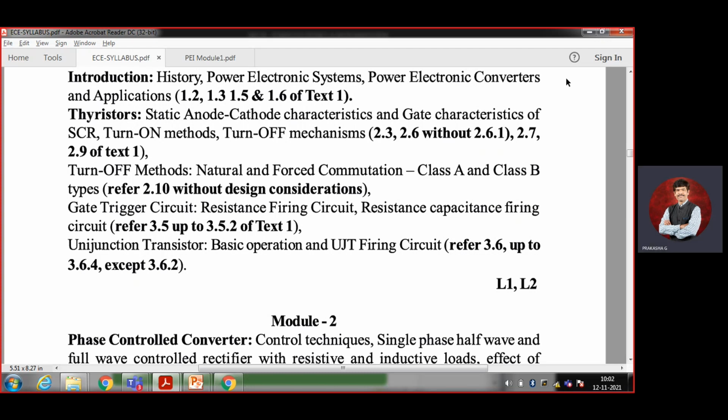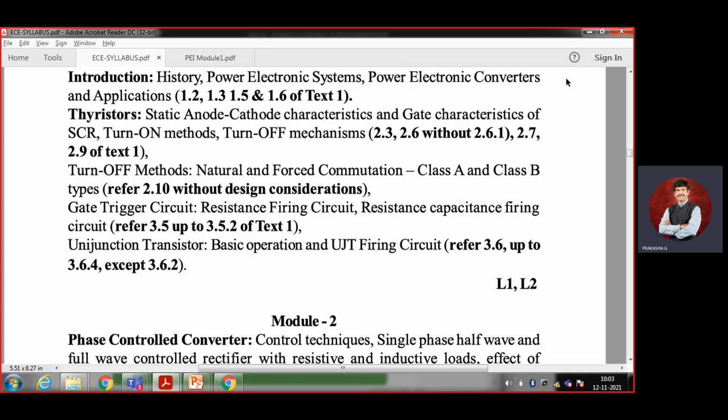Initially it will be in the off state, and with some gate current we will turn on the thyristor in the circuit, so that it becomes forward biased. It is going to operate itself. And as we all know, it will not turn off by itself. It needs some process or some mechanism to turn off the thyristor. So we have to concentrate here on how exactly we can turn off the thyristor.